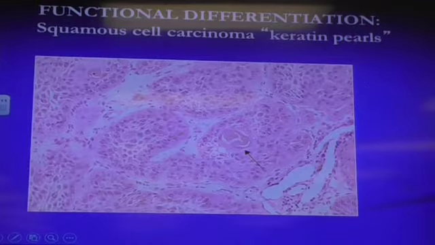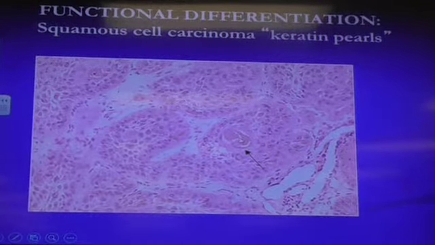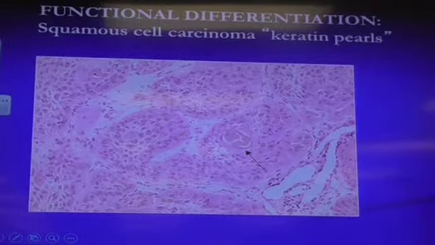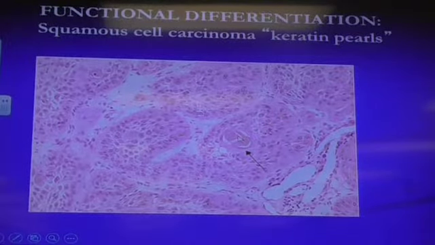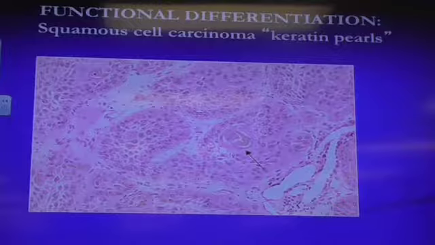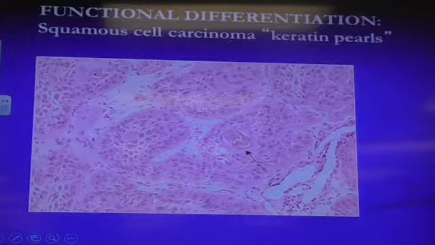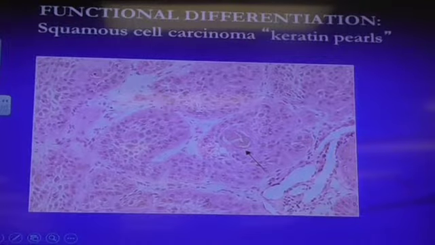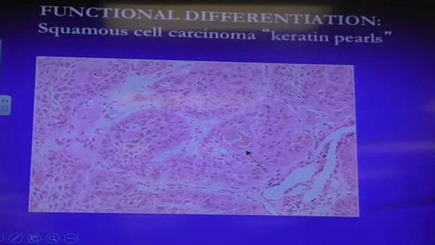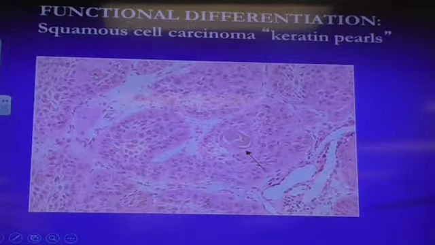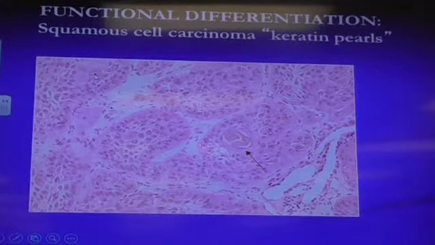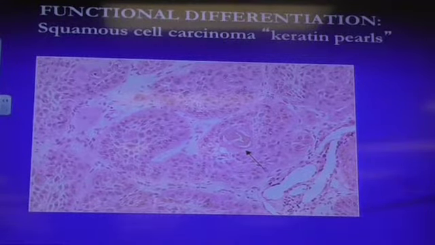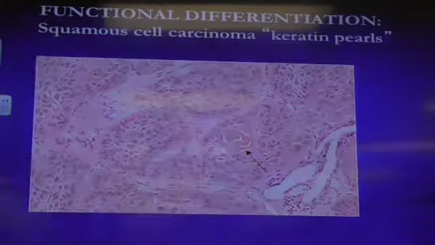So this is an example of keratin pearls produced by squamous cell carcinoma. So it's these little pink concentric whorls of eosinophilic material. Okay, and these are the squamous cells surrounding it, and so it's producing it in the center. Same here, same here. So this is a well-differentiated squamous cell carcinoma.